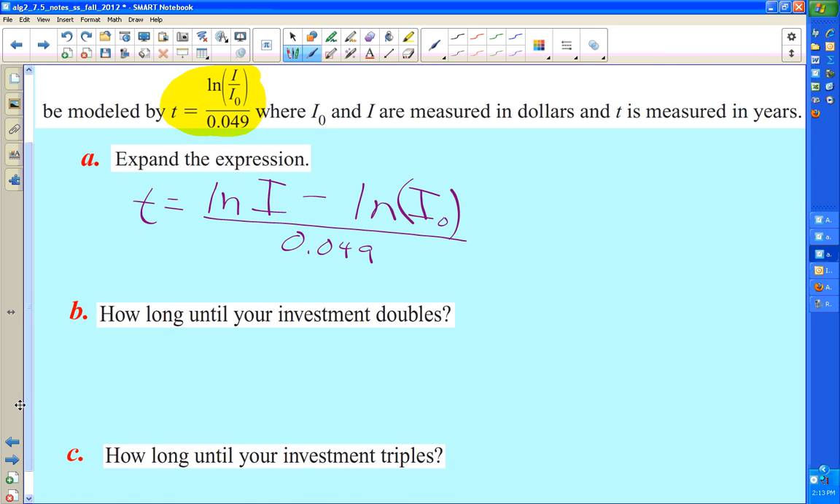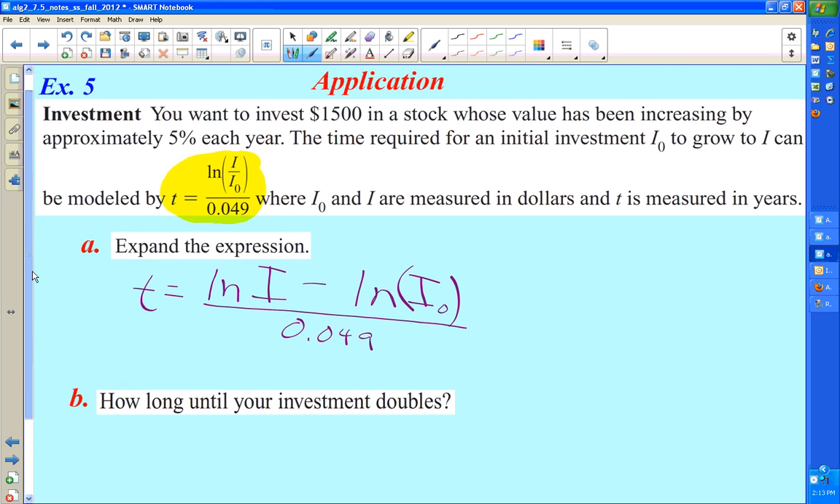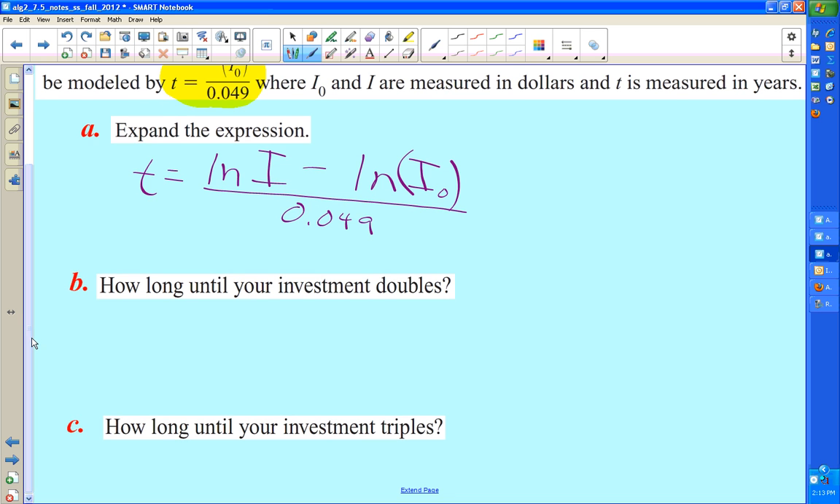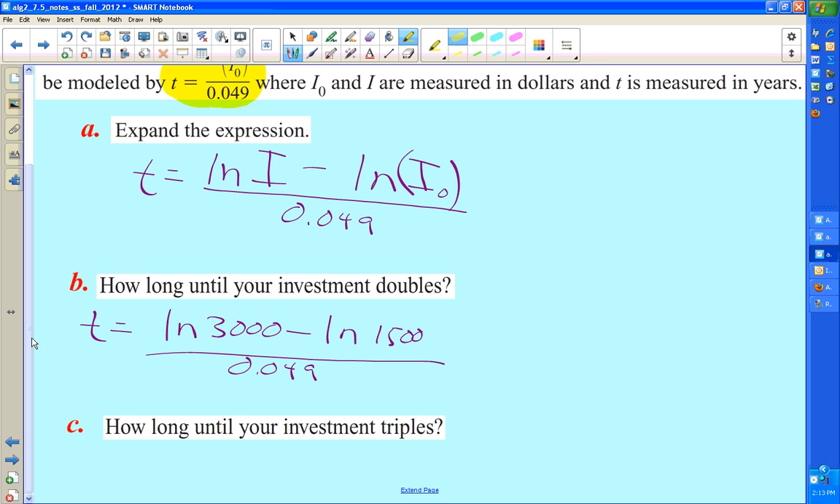Now we want to know how long it takes for our money to double. So how much did you start with? 1,500. How much do you want to end with? 3,000. So natural log of 3,000 minus the natural log of 1,500, over 0.049. Again, if you're using a multifunction calculator, just make sure you use parentheses correctly. You need parentheses around the top, and you probably need parentheses around what you're taking the log of.